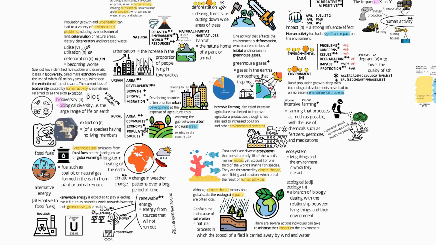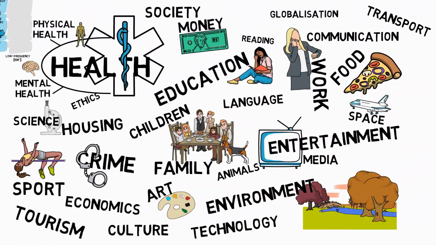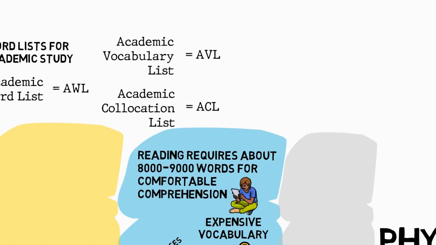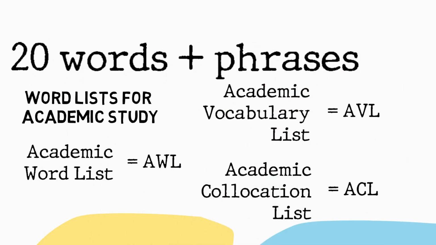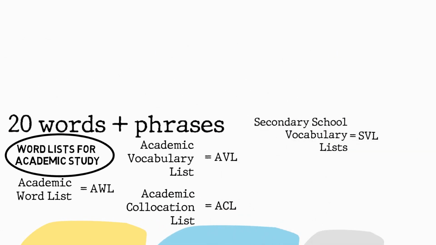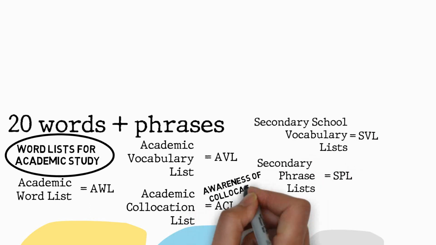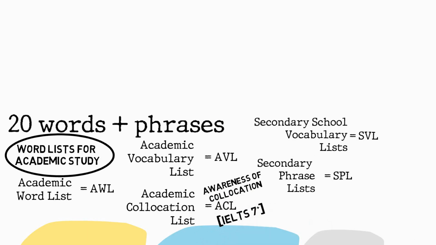So today we'll be looking at vocabulary for the environment, a really common topic for both the IELTS and the TOEFL tests. As usual, we'll see 20 words and phrases, most of which come from recognised word lists for academic study. A couple of special lists for this video are the Secondary School Vocabulary List, or SVL, which contains single words, and the Secondary Phrase List, or SPL, which contains collocations.